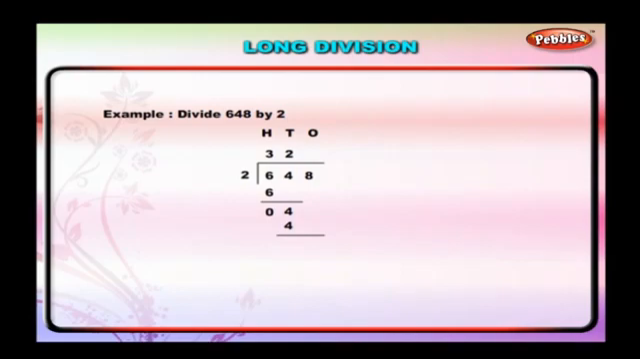Step 4. Bring down 8 ones. Divide 8 ones by 2. 8 ones divided by 2 is equal to 4 ones. Write 4 in the ones place in the quotient. Hence, 648 divided by 2 is equal to 324.